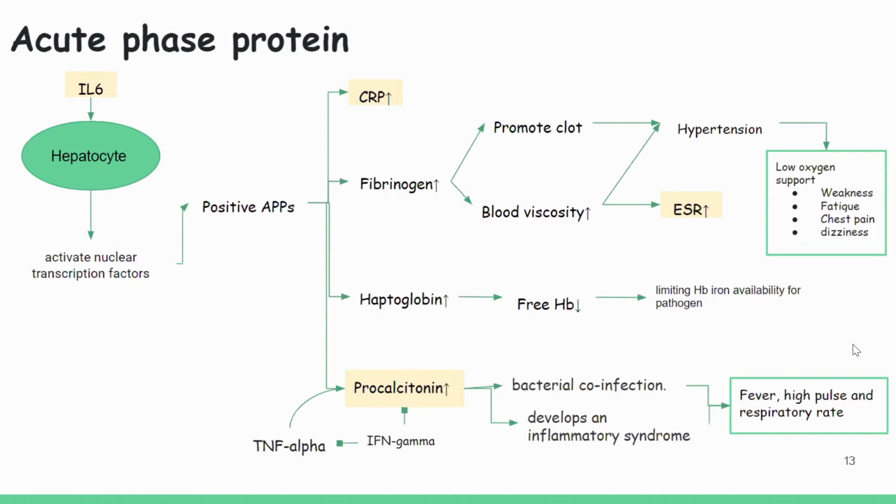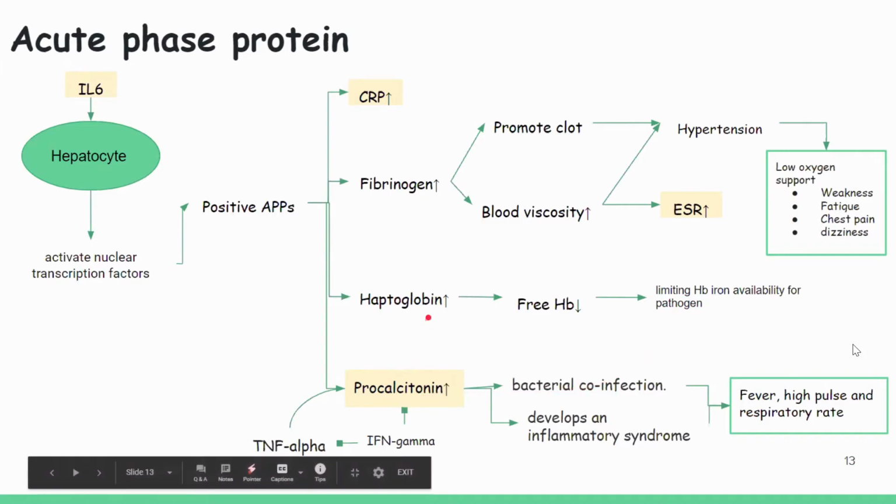Next is fibrinogen. A high level of fibrinogen in the blood can increase blood viscosity and promote clotting, which may lead to hypertension. And high fibrinogen also can make red blood cells stick to each other more easily, which settle faster and result in a high erythrocyte sedimentation rate.